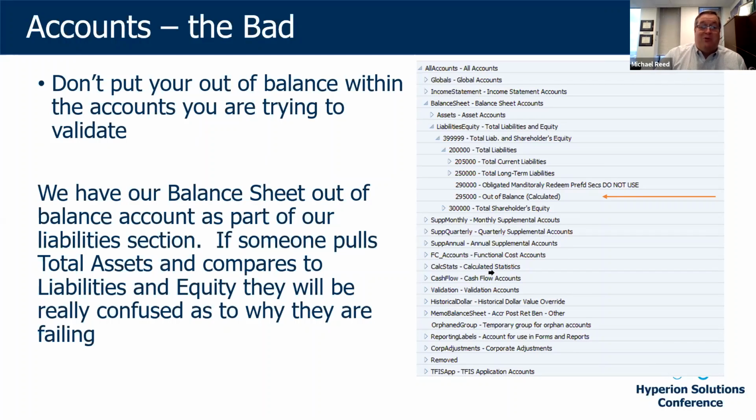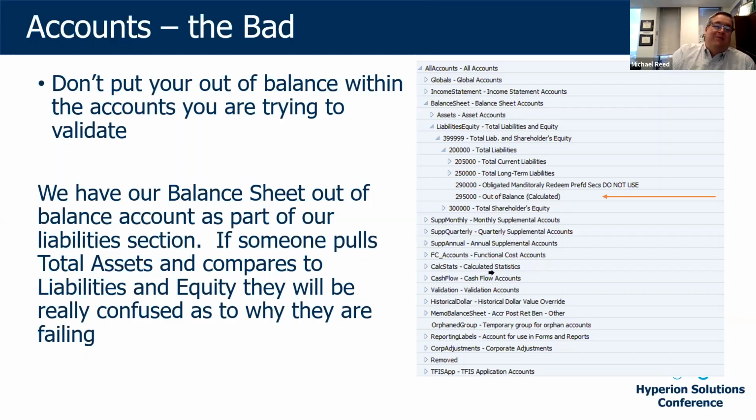So if somebody pulls a report that pulls total assets and then pulls total liabilities and equity, it's going to tell them that they're in balance, because our out of balance is part of our chart of accounts in our liability section. It should not be in there. It should be under a validation section. It should not be part of our P&L. We have attempted to move it out, but we don't want to go through a rewrite of the application, so we live with it. Just make sure that when you're building your application that you don't do silly things that we've done.